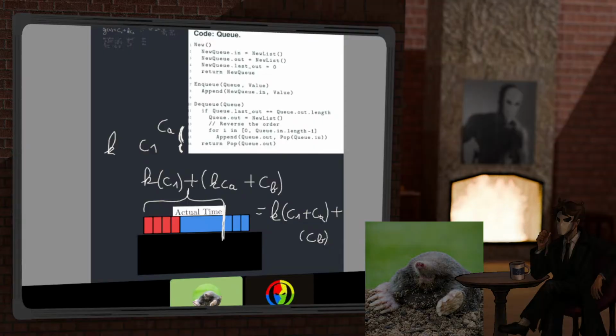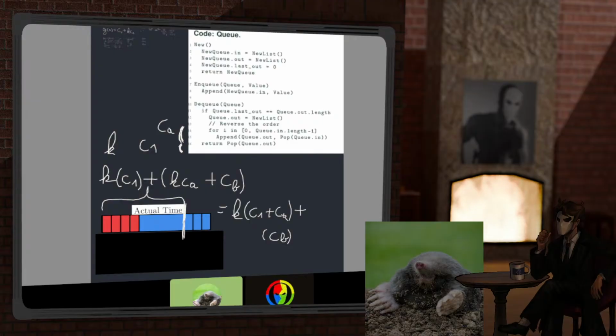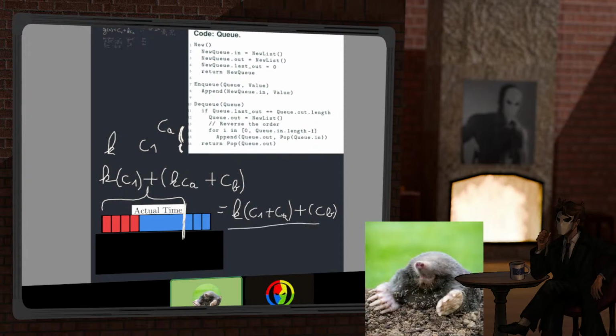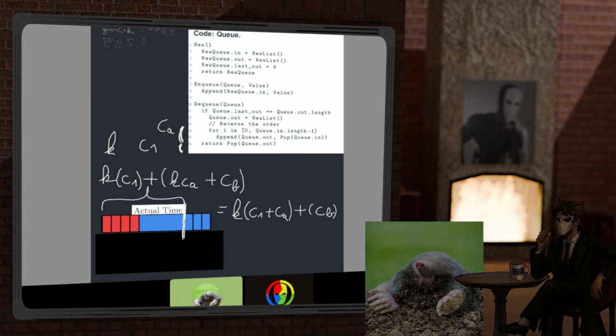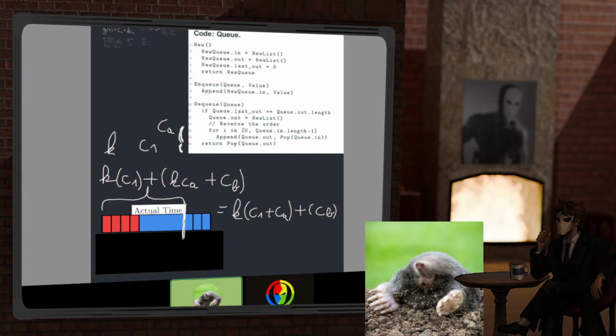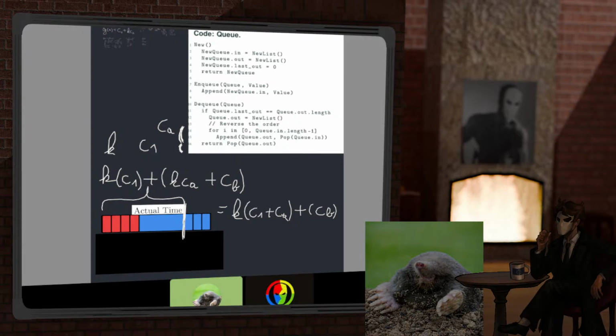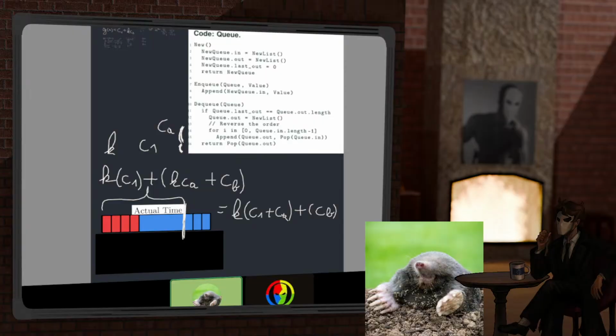Actually, I can... hop. These two are exactly the same. Nothing has really changed. Since both of these are multiplied by k, I factorized the k to get to this and this. But in here, we had the cost of an enqueue operation followed by the cost of a dequeue operation.